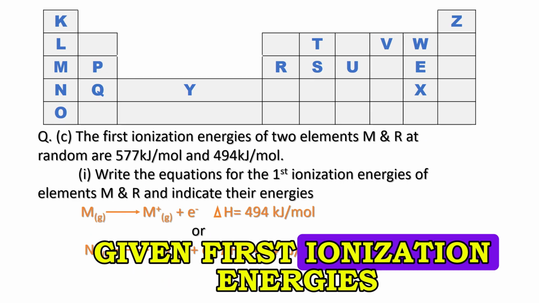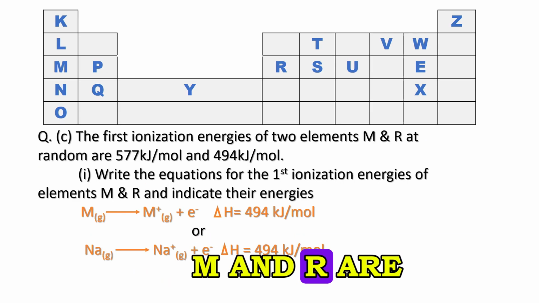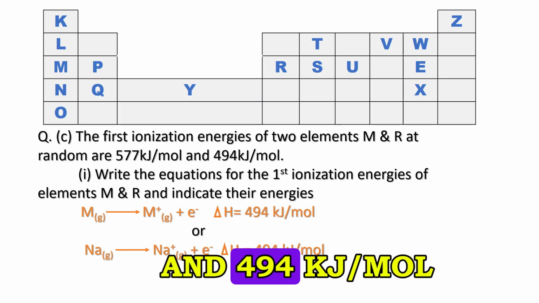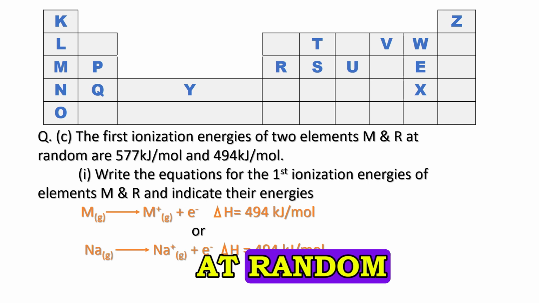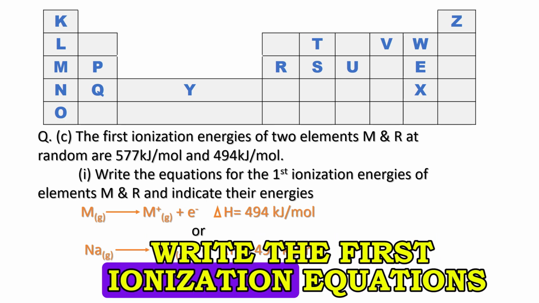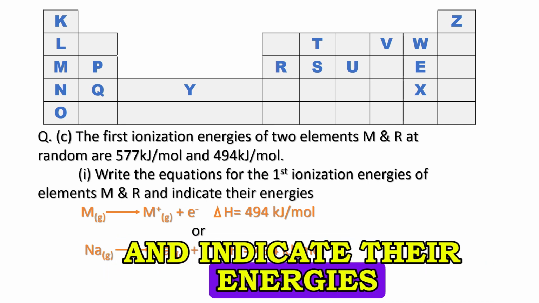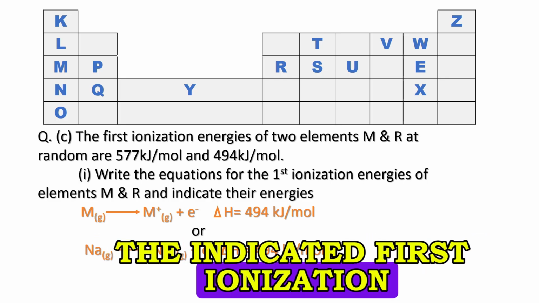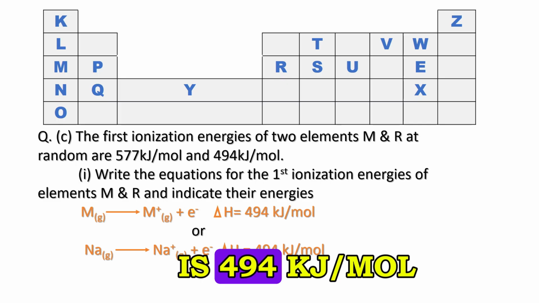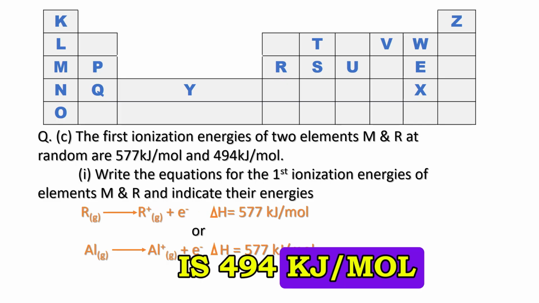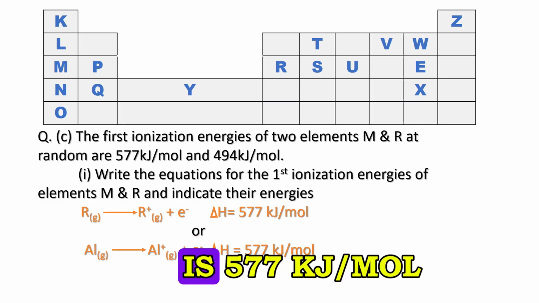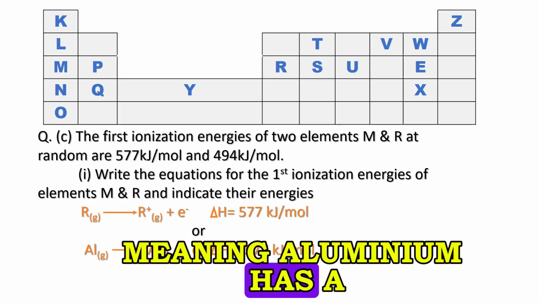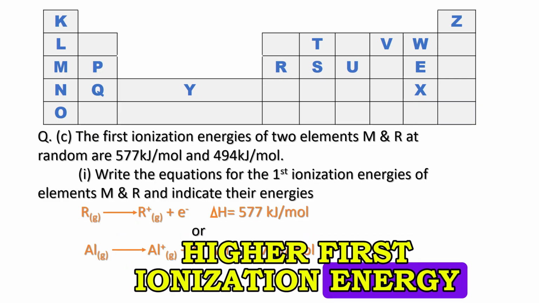Given first ionization energies, M and R are 577 kilojoules per mole and 494 kilojoules per mole at random. I. Write the first ionization equations and indicate their energies. The equations are as shown. The indicated first ionization energy for sodium is 494 kilojoules per mole, while that of aluminium is 577 kilojoules per mole, meaning aluminium has a higher first ionization energy.